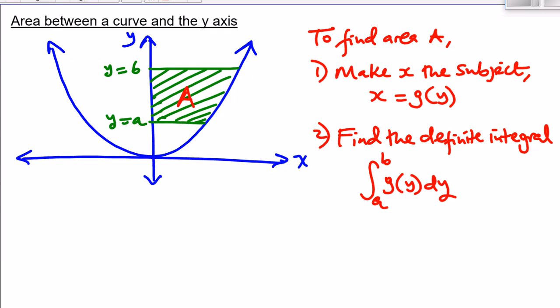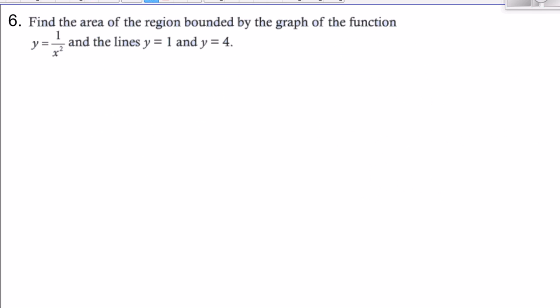In this video, I'm going to look at how to find the area between a curve and the y-axis. So suppose you want to find area A on this graph. The first step will be we need to make x the subject in whatever function that you're given. So make x the subject and then find the definite integral with respect to y between the y limits that you're given. For example, from y is equals to a to y is equals to b. I'll show you this in this example.